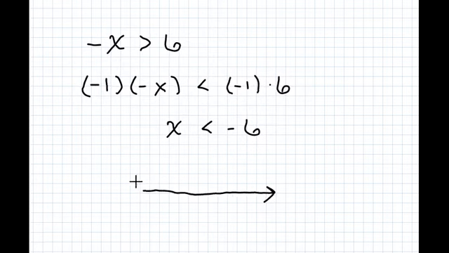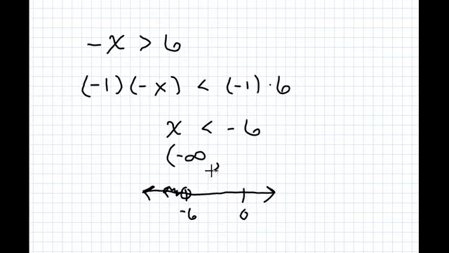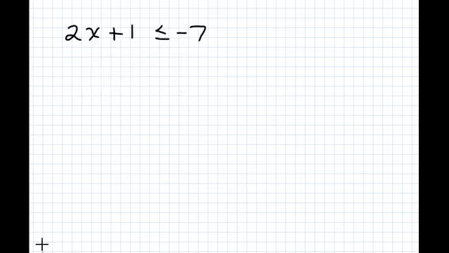Let's draw a number line here, and I'm going to go ahead and just put -6 here on the number line. We'll say that this is 0, and we do an open circle and everything less than -6. And if we were to do this in interval notation, right, a parentheses here because we don't include -6.